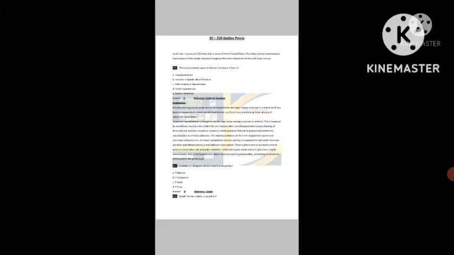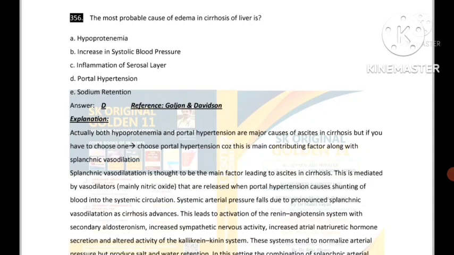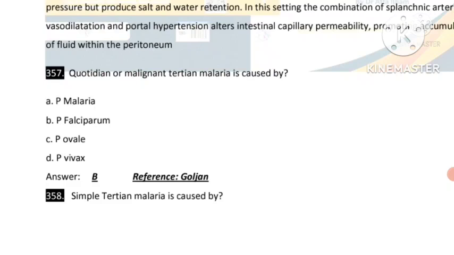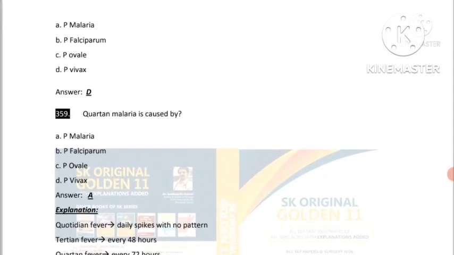Point number 356, the most probable cause of edema in cirrhosis of liver is portal hypertension. Point number 357, quotidian or malignant tertian malaria is caused by Plasmodium falciparum. And point number 358, simple tertian malaria is caused by Plasmodium vivax. And point number 359, quartan malaria is caused by which of the following?